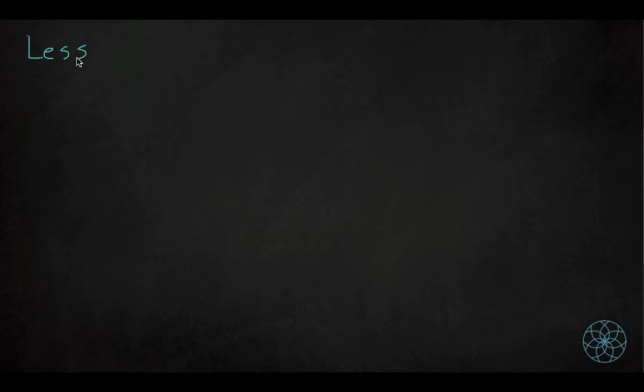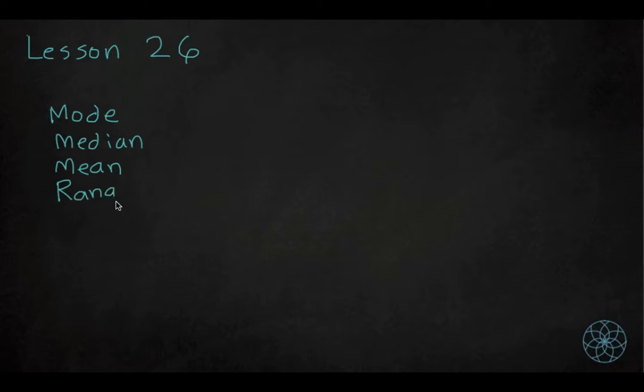Lesson 26, we're going to learn about 4 terms that are used when analyzing a set of numbers. And those words are mode, median, mean, and then finally range. Some of these you may have heard before and other ones might be new. Thankfully, the first one is really easy.